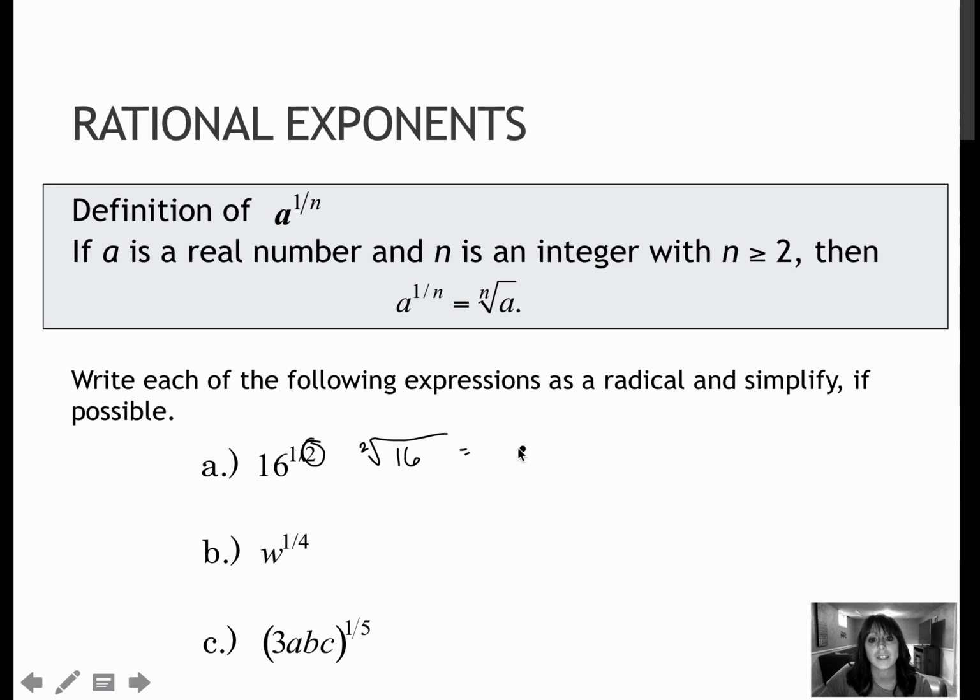So the square root of 16 is 4. For the second question, I'm taking the fourth root of w. Now, can I take the fourth root of w? No, I can't. So the fourth root of w, I would leave it just like that. And the last one, 3abc to the 1/5, means take the fifth root of 3abc. So the denominator tells us the index of our radical.